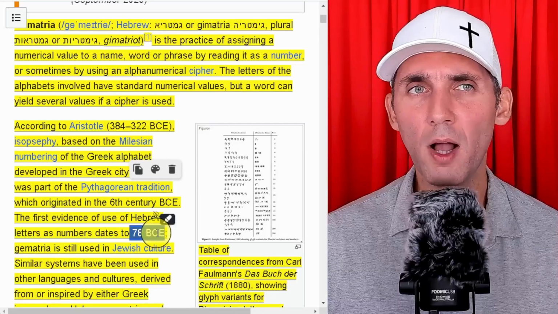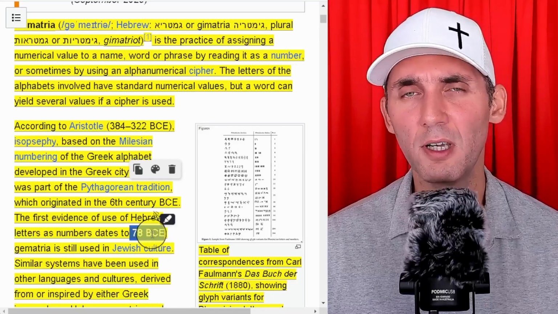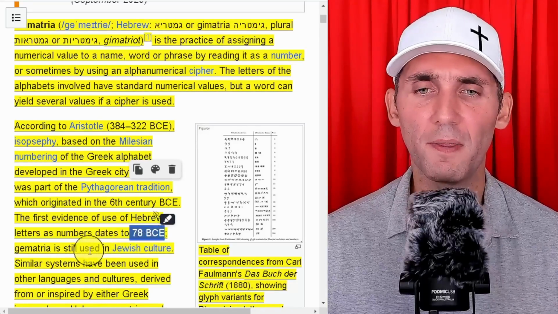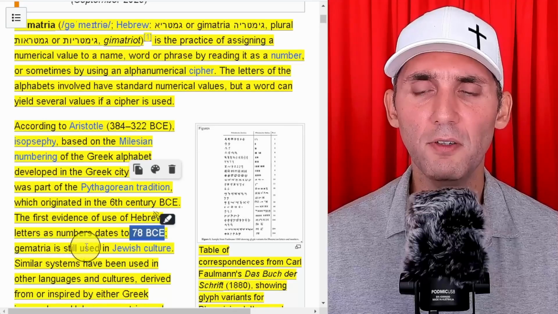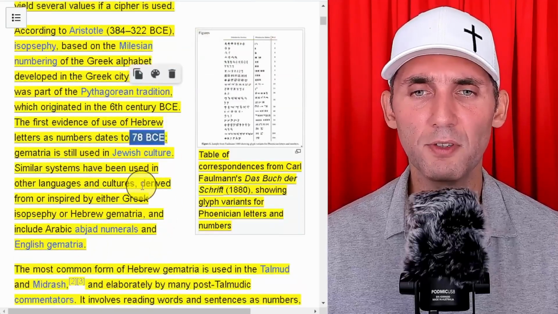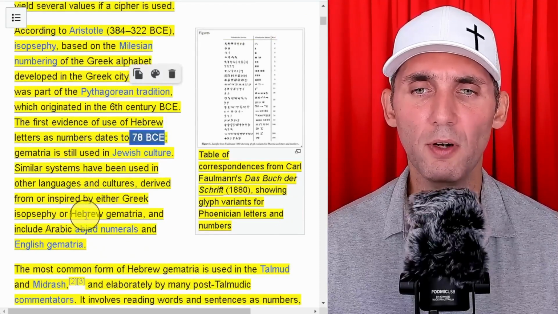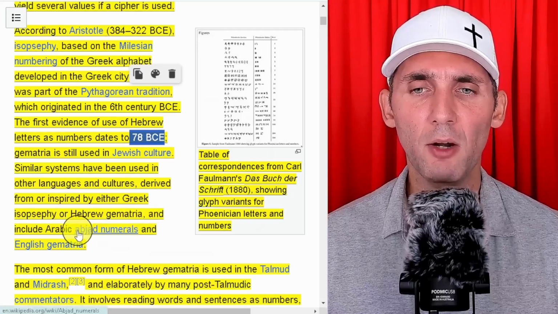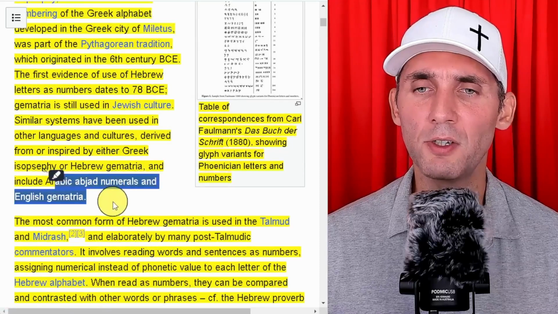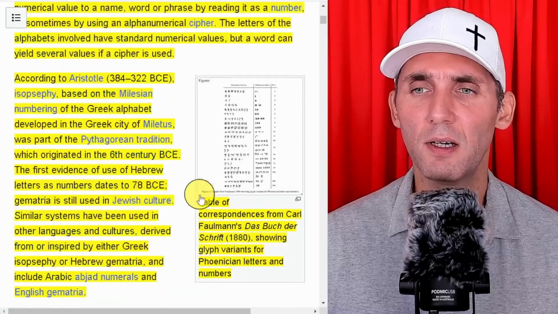Well, that means that's well past Paleo-Hebrew. That proves to you that Paleo-Hebrew did not have such correlations of numbers to letters and meaning of numbers and so on. Gematria is still used in Jewish culture. Similar systems have been used in other languages and cultures derived from or inspired by either Greek isopsephy or Hebrew gematria, including Arabic numerals and English gematria, which of course all the people today are doing gematria too, thinking that they're uncovering prophecies, which is really silly.